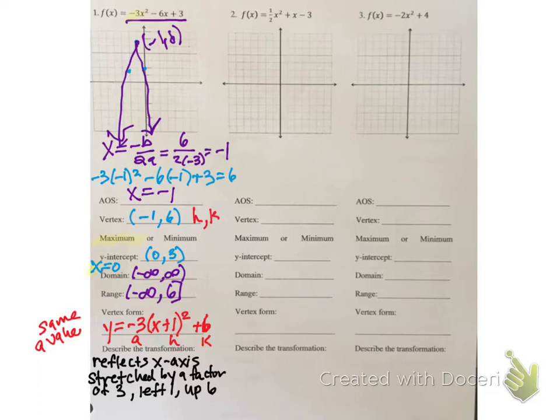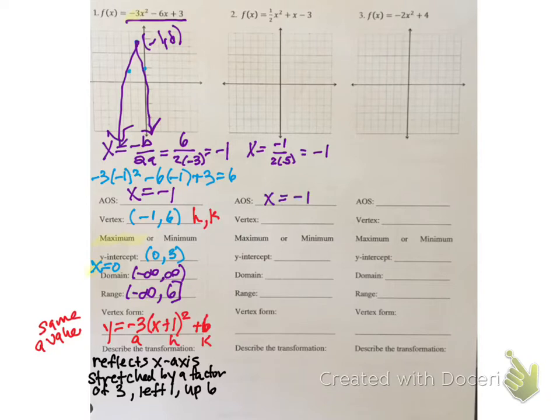Okay, let's look at number 2. Number 2 says 1/2 x squared plus x minus 3. Axis of symmetry, I'm going to do the same thing: x equals negative b over 2a. So in this case, x equals negative 1 over 2 times 1/2. So I would end up getting negative 1 again.